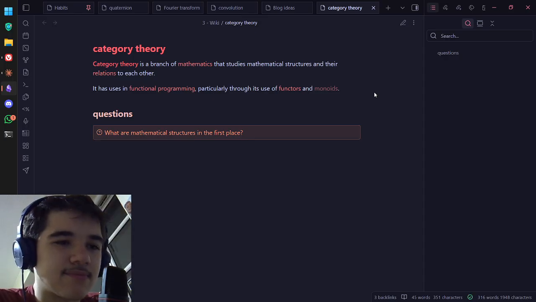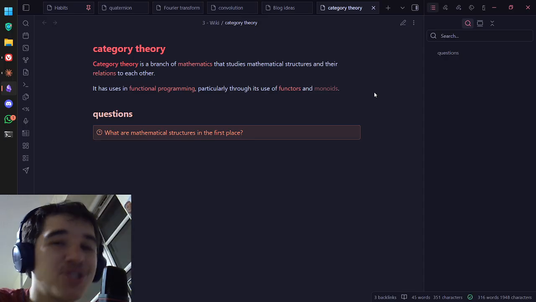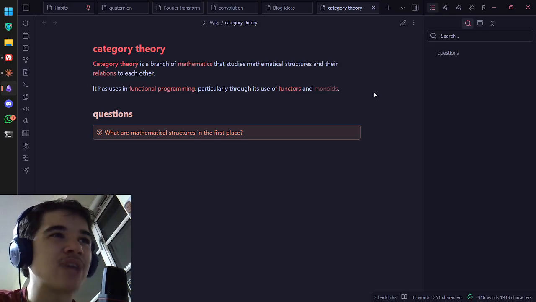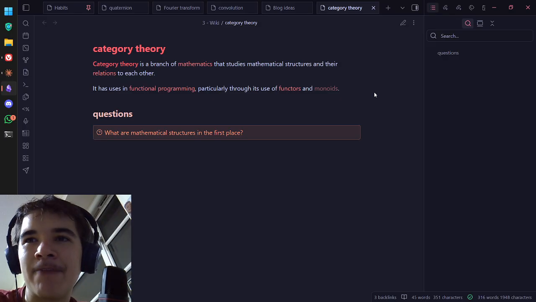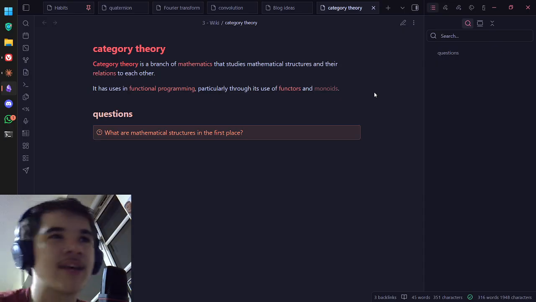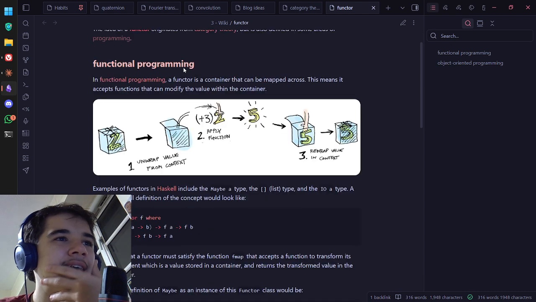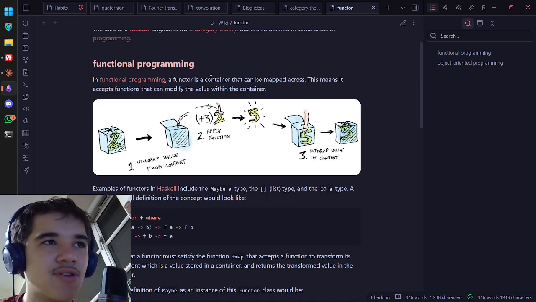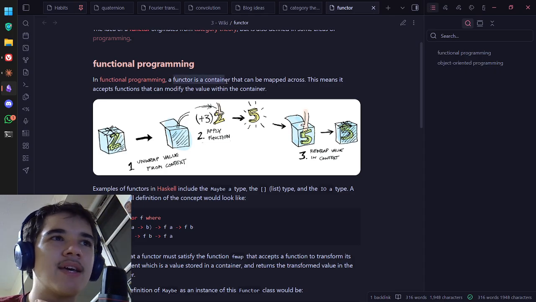That was a functional programming definition. I don't know if the actual category theory definition matches that exactly. I know that it's a mapping, but in my notes I said a functor is a container that can be mapped across. I don't know if this is true, at least in category theory, right?